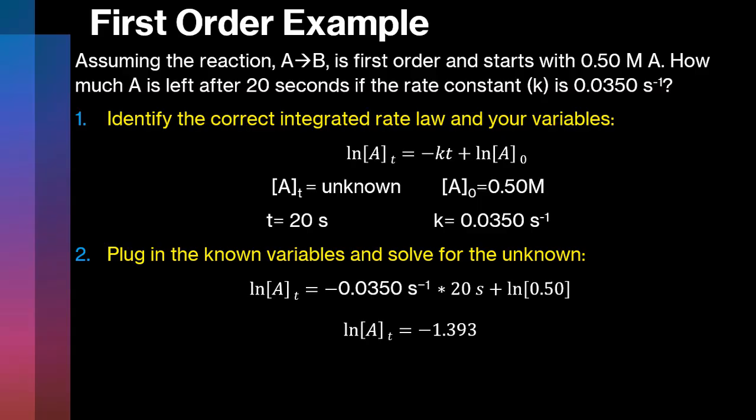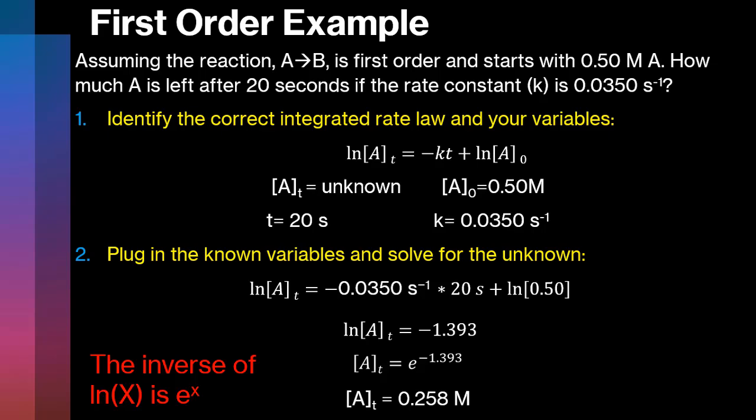Now, in order to get rid of that natural log, we have to do e to the x on the right side. That is, the inverse of ln of x is e to the x. So when we do that, we get A t is equal to e raised to the negative, don't forget that negative sign, 1.393, and A t becomes 0.258 molar. So we have 0.258 molar of reactant A remaining after 20 seconds.